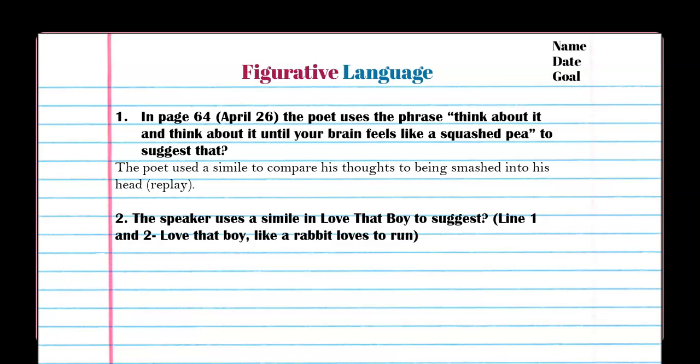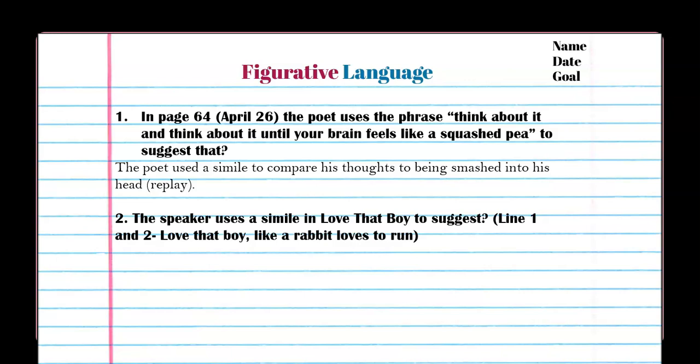So I know that he's comparing two things. What are they, boys and girls? Alright, so in those two lines, love that boy like a rabbit loves to run. So boys and girls, what do rabbits like? They love to run, right? Any little noise they hear, they run away. If you're trying to grab them, they run away. So the speaker here is trying to compare that he loves that boy just as much as a rabbit loves to run. That's what they do. It's in their system. That's what they're meant to do.